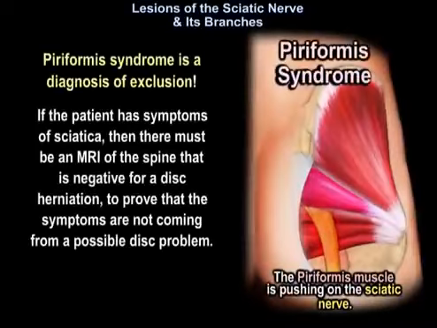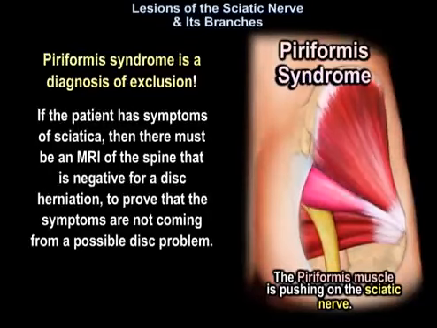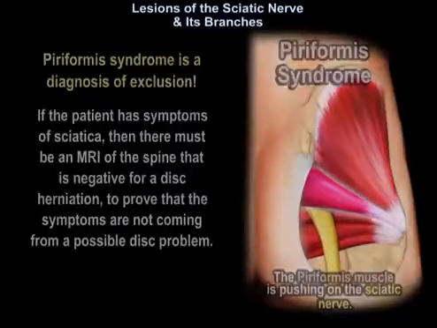Piriformis syndrome is a diagnosis of exclusion. If the patient has symptoms of sciatica, then there must be an MRI of the spine that is negative for a disc herniation to prove that the symptoms are not coming from a possible disc problem.